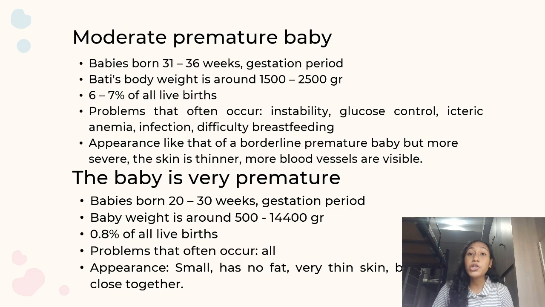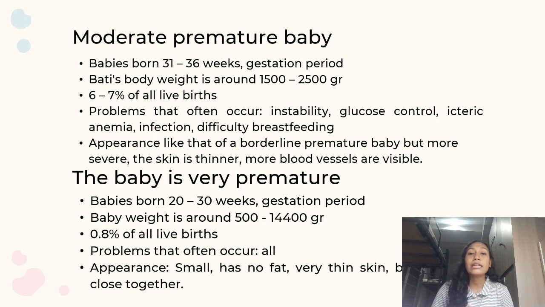The second one is moderate premature baby. The baby is born around 31 to 36 weeks gestation. The baby's body weight is around 1,500 to 2,500 grams, and about 6 to 7 of all live births. The problems that often occur are instability, glucose control, icteric anemia, infection, and also difficulty breastfeeding. The appearance is like that of a borderline premature baby, but more severe. The skin is thinner, and more blood vessels are visible.